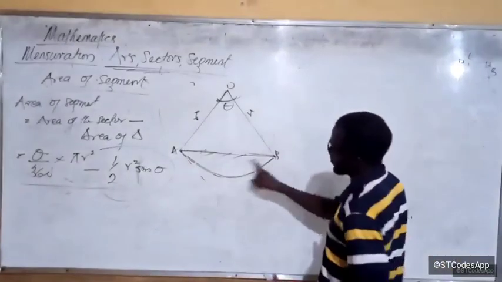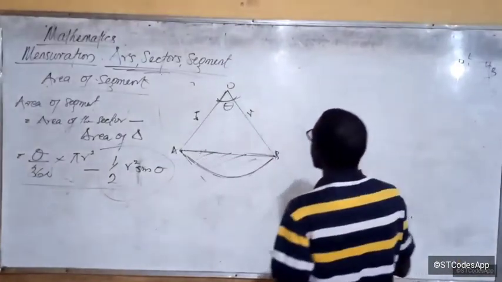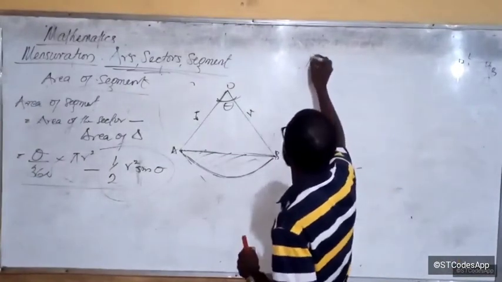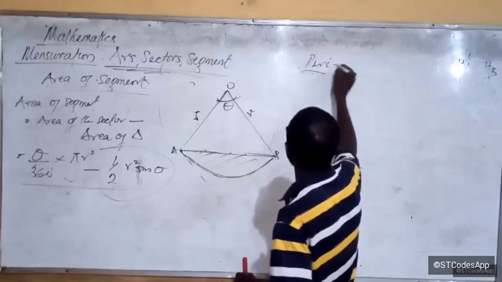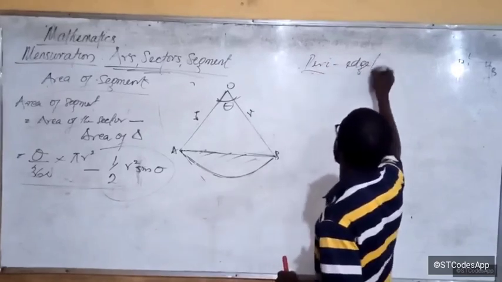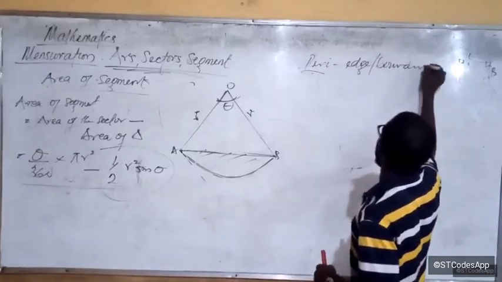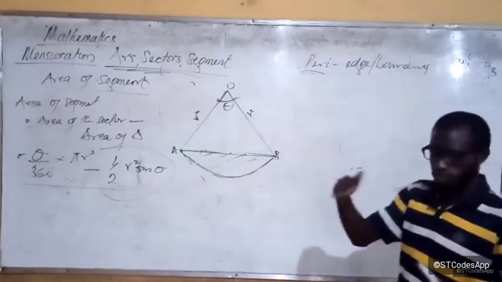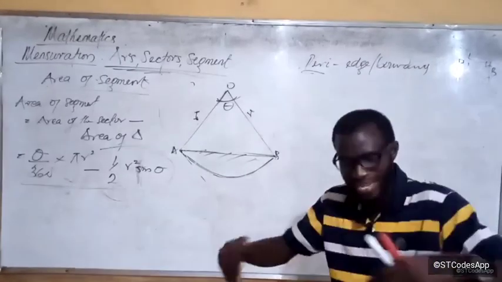I'm asking you to find the perimeter of this segment. You know, it's a segment. The perimeter of a segment is actually gotten from two words. Peri means the outside edge, or boundary, just the boundaries.